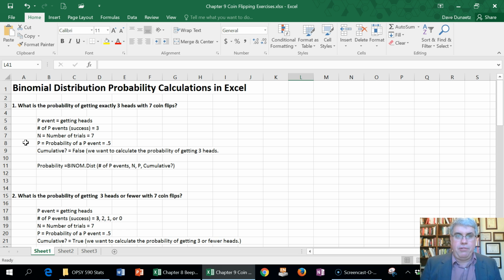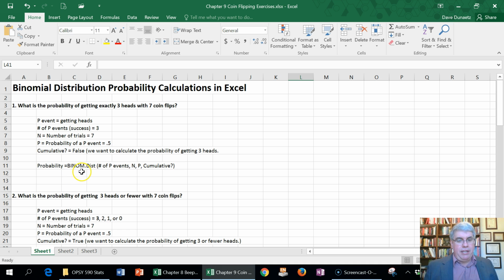Now, another argument that we need in Excel is we need to know, do we want the cumulative score or not? Now, the cumulative score would be the probability of getting 3 or fewer heads. So if you've got the bell curve of the likelihood of things to happen, cumulative would mean everything to the left of the number we're interested in. Now, in this one, since we're concerned about exactly 3 heads, cumulative is going to be false. We want the exact probability of getting 3 heads.